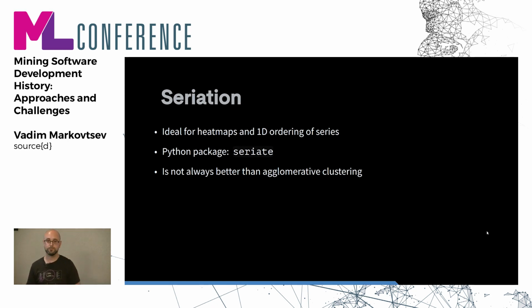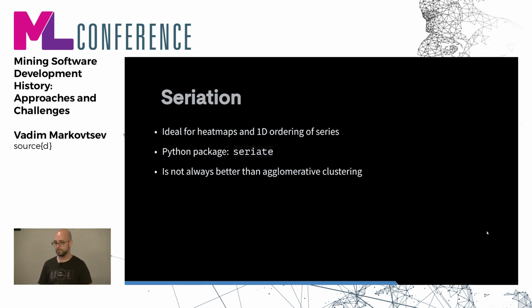Seriation is good if you want to sort your heat maps. For those of you who are data scientists and plot heat maps often, try to apply seriation. Probably it will work better than agglomerative clustering. Not always. It doesn't always work better, but sometimes it works dramatically better.